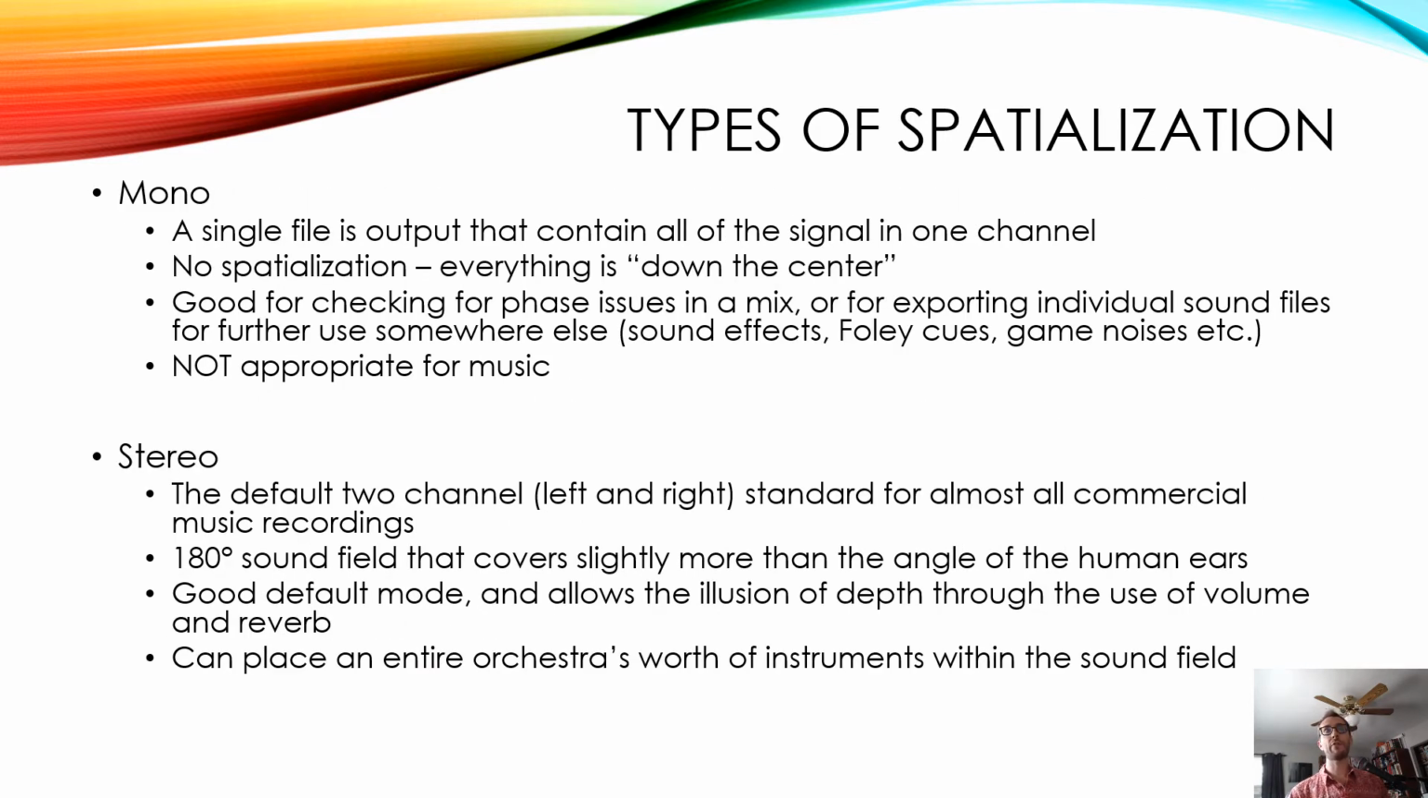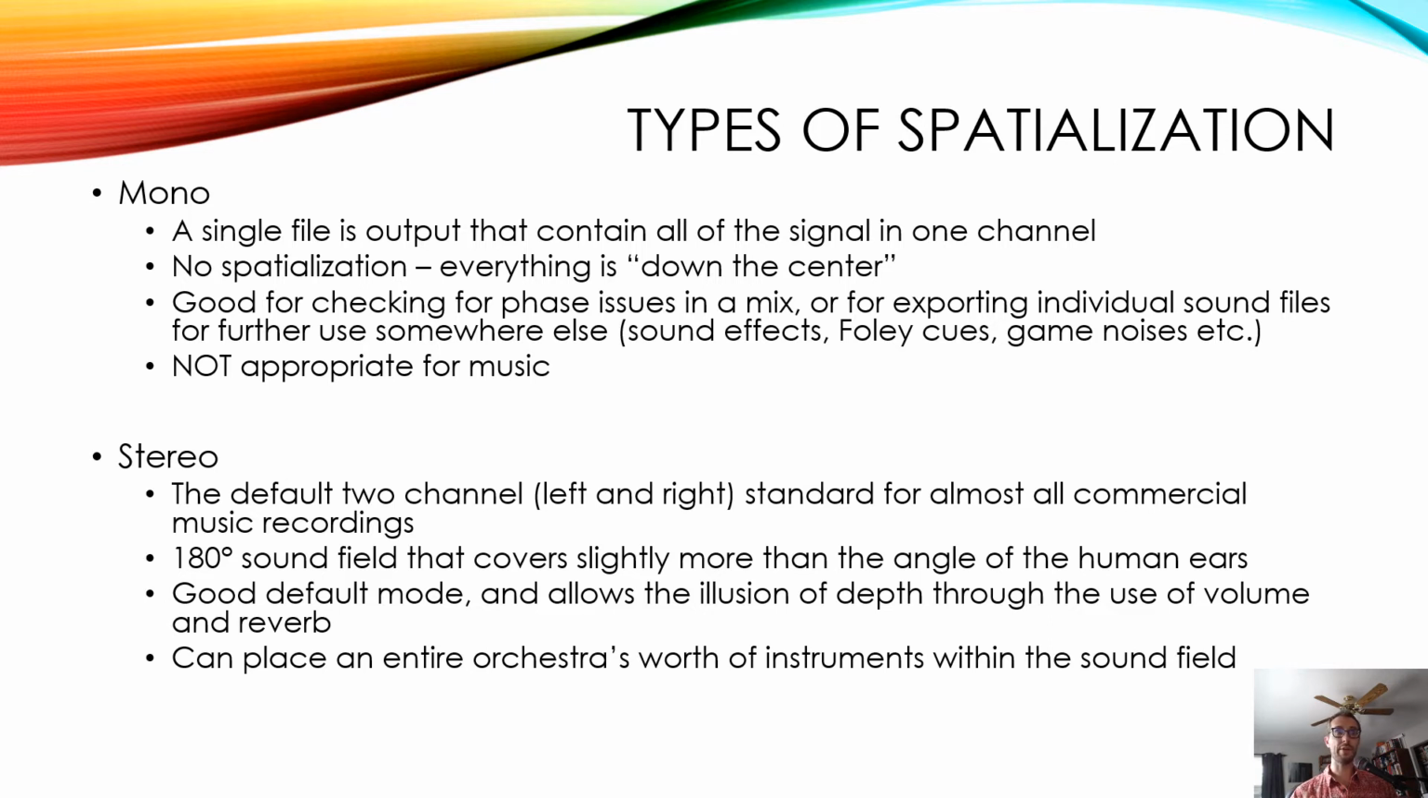So, types of spatialization. There is mono. A single file is output that contains all of the signal in one channel. Everything is effectively down the middle. Why would you do this? Well, it's actually really good for checking for phase issues in a mix or for exporting individual sound files for further use somewhere else, like sound effects, Foley cues, noises you're going to use in a game. But it is not appropriate for music because we've got two ears and we like to hear things in both of them.